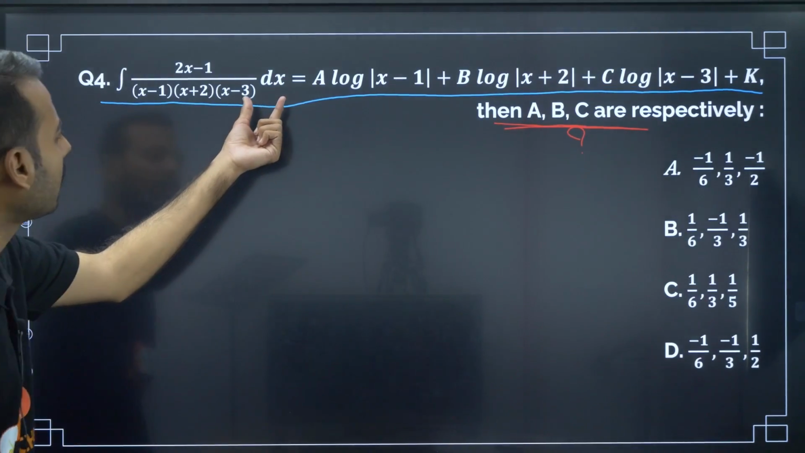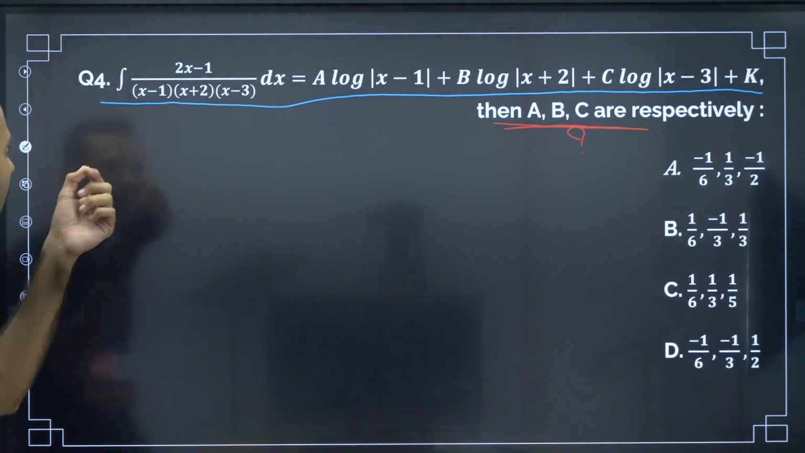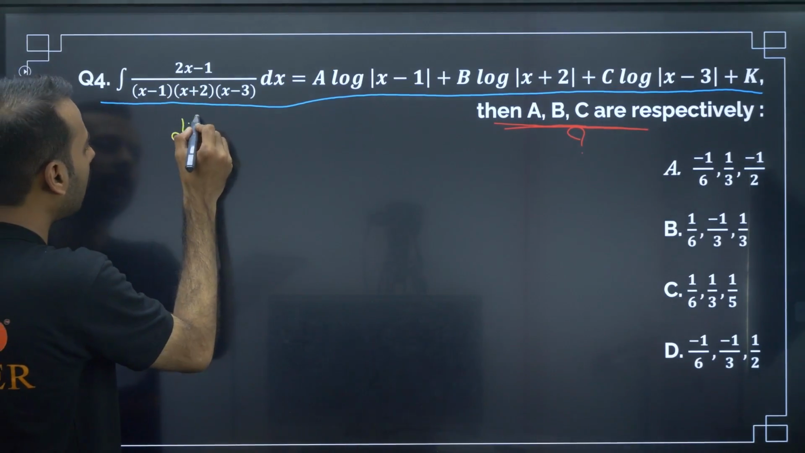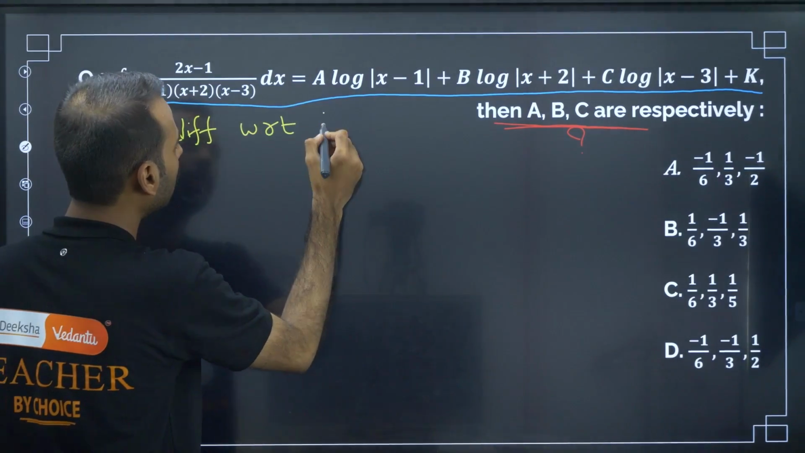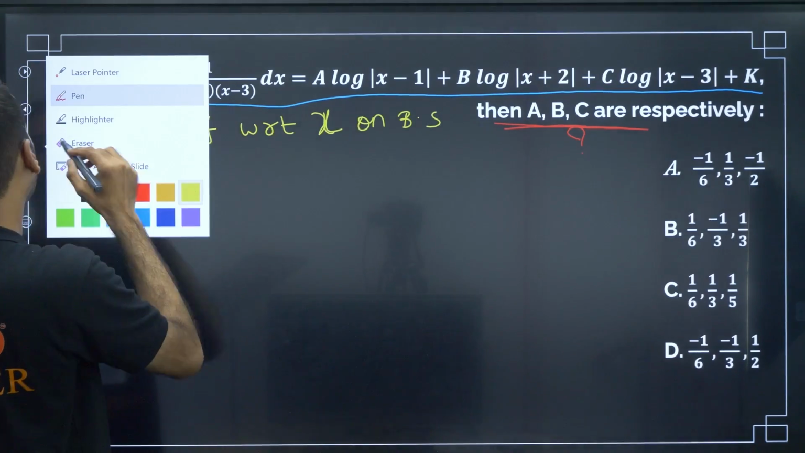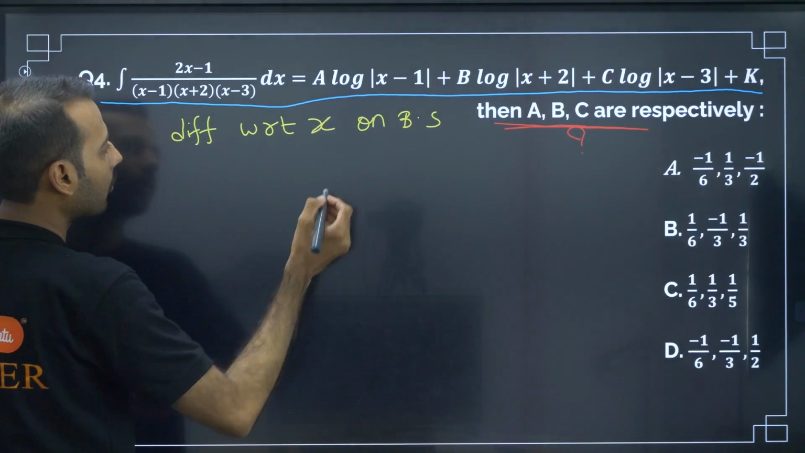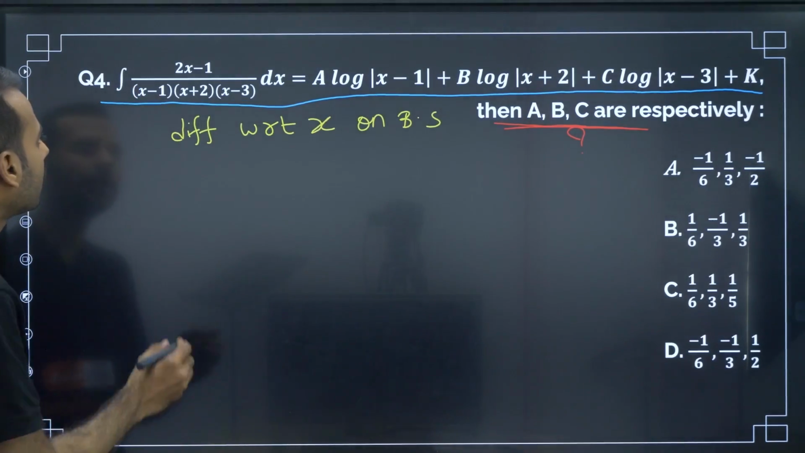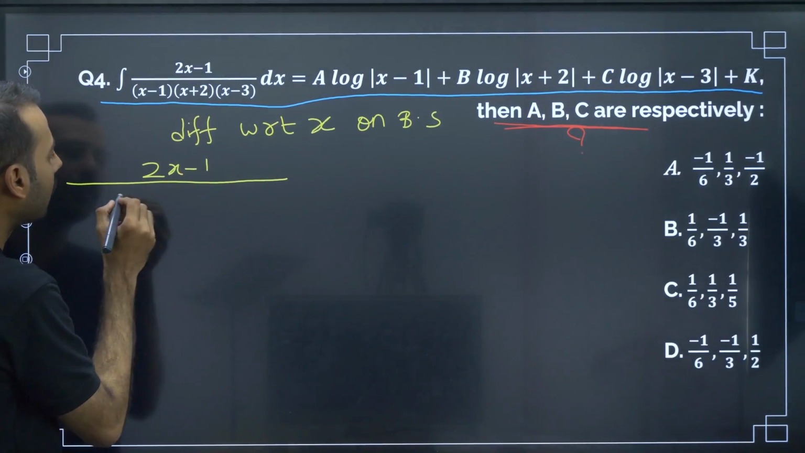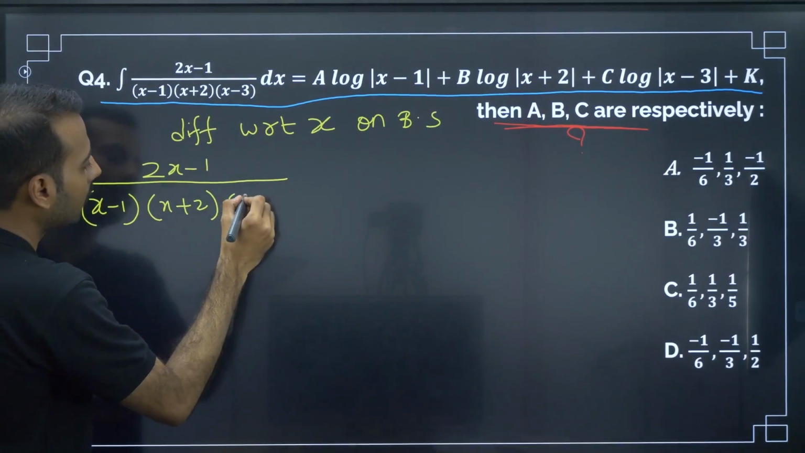See here, if you observe this equality, here integration is there, here integration is not there. So what I will do? I will differentiate with respect to x on both sides. After differentiating with respect to x on both sides, integration and differentiation will cancel, and we are left with this function: 2x minus 1, x minus 1, x minus 1, x plus 2, x minus 3.